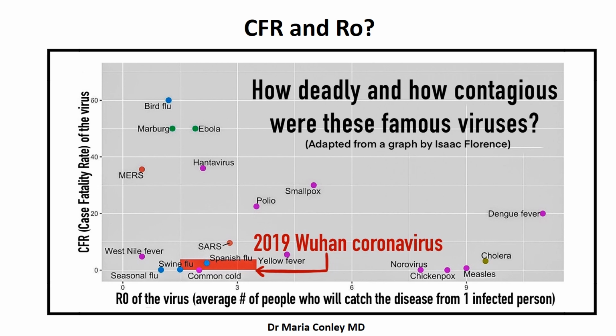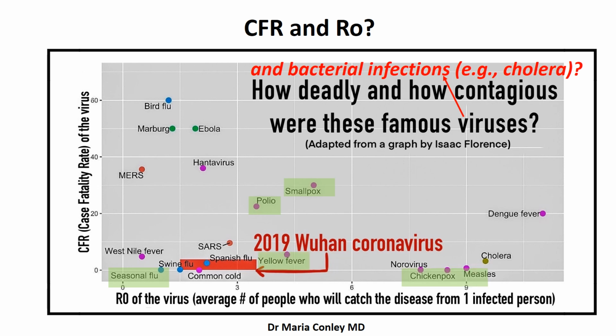So if you plot case fatality rate against R0, and I took this slide from an American physician, Maria Conley, who I think adopted it from a graph by Isaac Florence. She forgot to add cholera as a bacterial infection. But you can see the 2019 Wuhan coronavirus. This was taken quite early on, so that's a rough estimate of what the Chinese estimated, I think, as the R0 number and the case fatality rate. If you look at all the other viruses close to this, then what you notice about them, they all have vaccines. And to the best of my knowledge, there hasn't been a vaccine for any of the viruses from the coronavirus family.